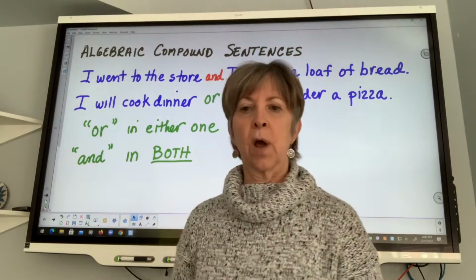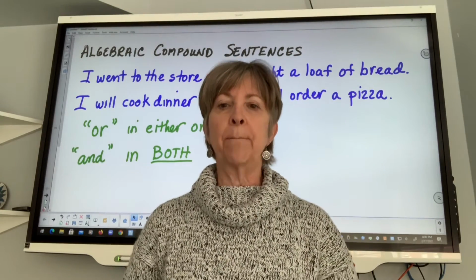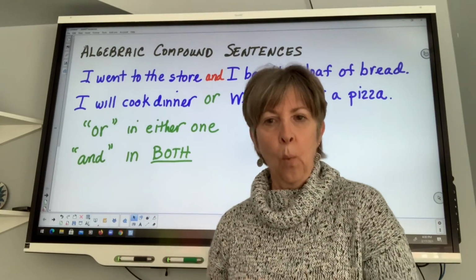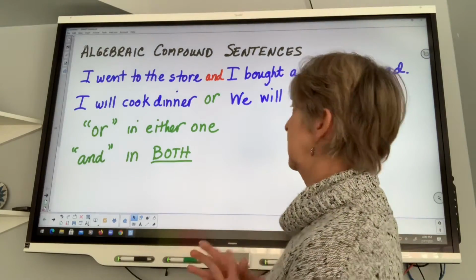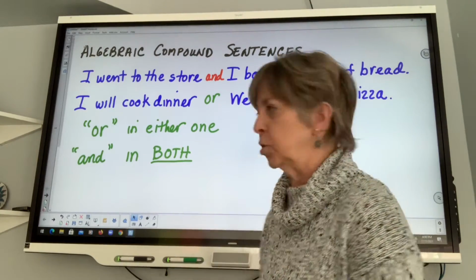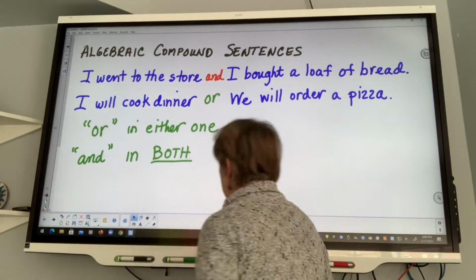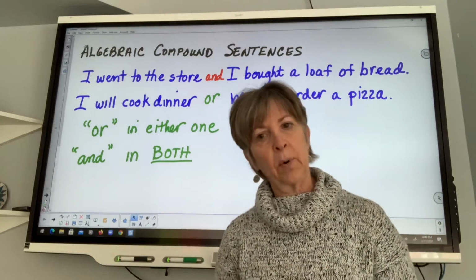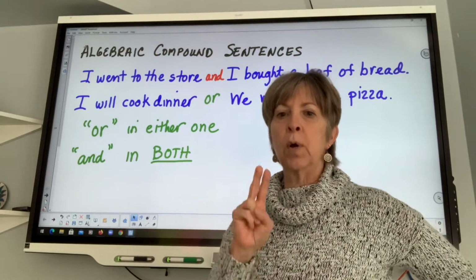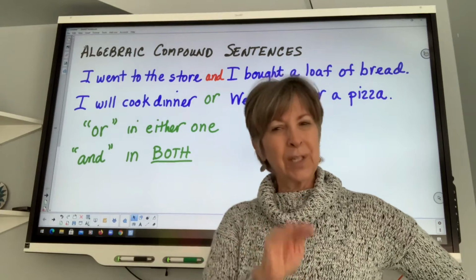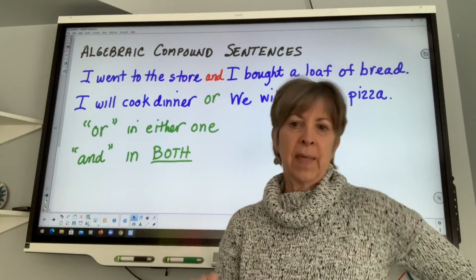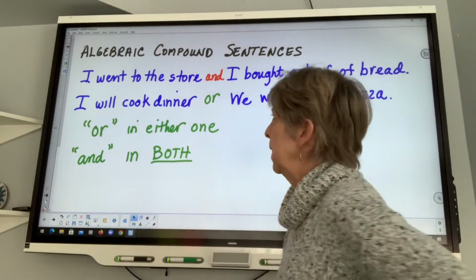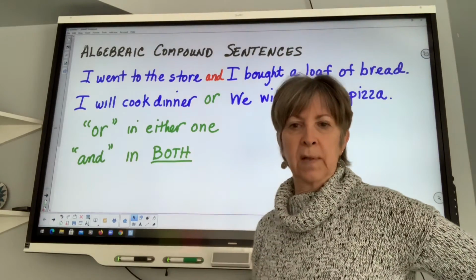So today we're going to talk about algebraic compound sentences, okay? And I just want to refresh your memory what a compound sentence is. So let's look at a couple of compound sentences from English. First one, I went to the store and I bought a loaf of bread. Now, if you remember, a compound sentence is two complete thoughts, so actually two complete sentences that can stand on their own, but they're connected by the word and, or but. So that's an example of a compound sentence in English.